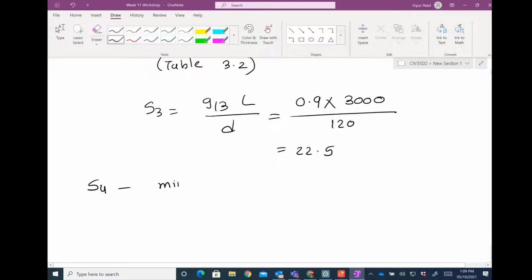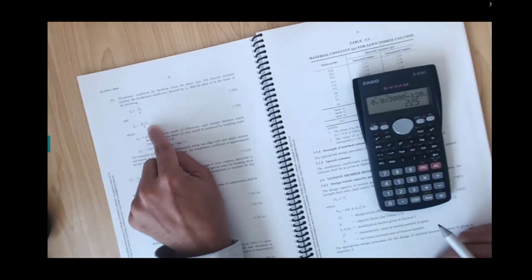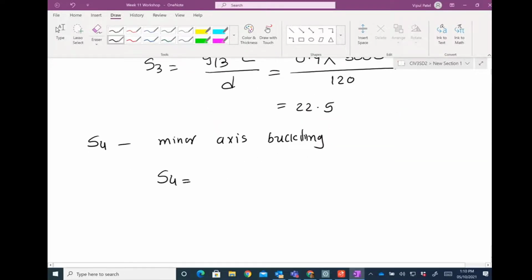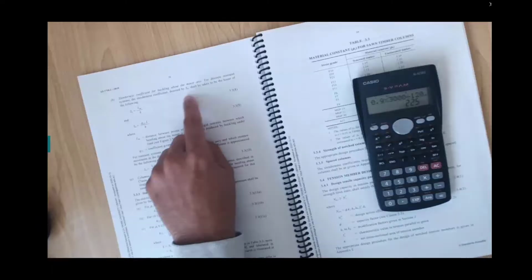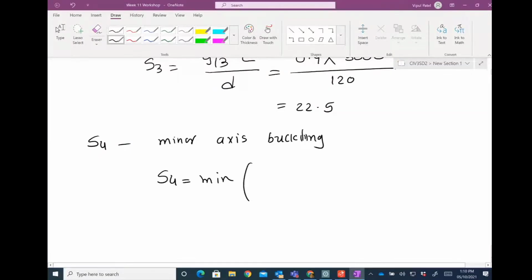S4 is the minor axis buckling. For that one, again we're going to move on here, and S4 has LAY over B and G13 L over B. So S4 is the minimum of, and by the way this minimum is written here, taken as the lesser of the following. By the way, just recognize whether you have restraint or not. LAY over B, or you have G13 L over B.